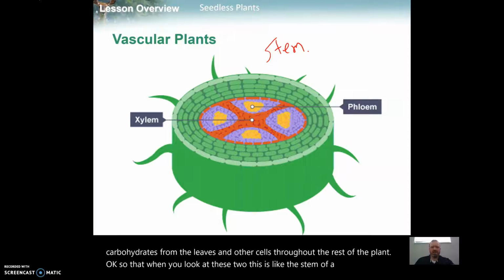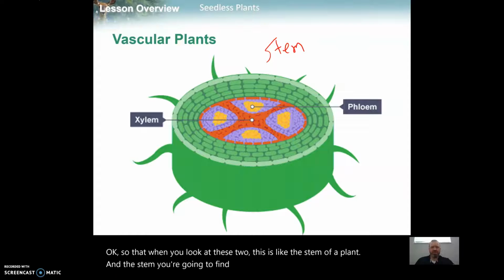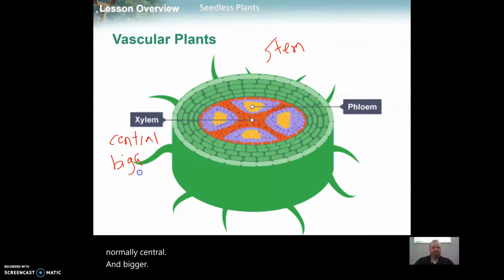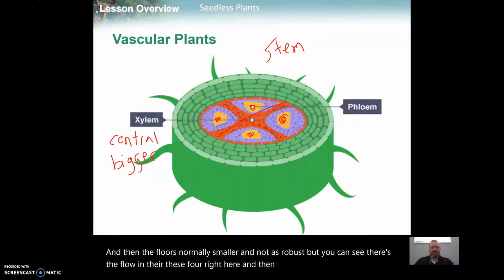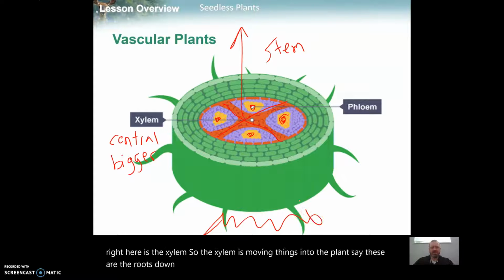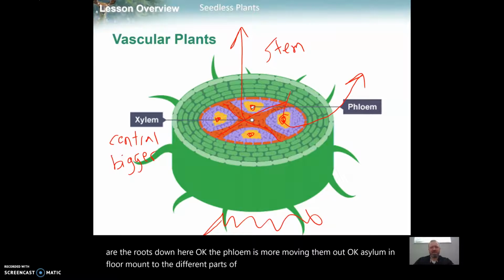So when you look at these two, this is like the stem of a plant. And in the stem, you're going to find both phloem and xylem systems. The xylem is normally central and bigger. And then the phloem is normally smaller and not as robust. But you can see there's the phloem there, these four right here. And then the red that makes the X right here is the xylem. So the xylem is moving things into the plant. Say these are the roots down here. The phloem is more moving them out. Xylem in, phloem out to the different parts of the plant so that nutrients can get to where they need to go.